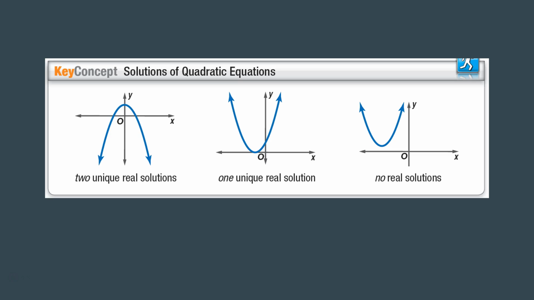Alright, so let's go over solutions of quadratic equations. As you can see here, we have a parabola, but we have it upside down. And here we have two unique real solutions. We have one here, and we have another one here. Then over here, we have one unique real solution, which is going to be right here. And then we have no real solutions. Notice for no real solutions, it does not touch the x-axis at all.